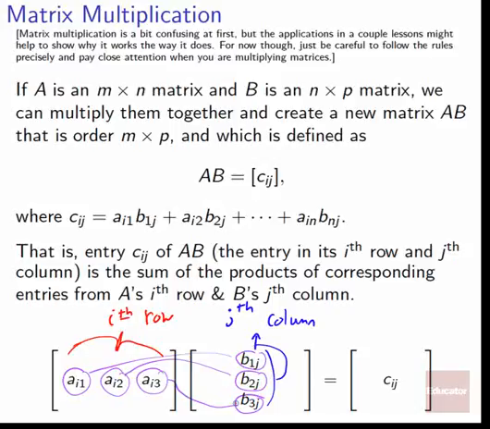We multiply them all together like that, then we sum everything up, and that winds up producing Cij, which is the ith row and jth column. That's what we wind up getting here.